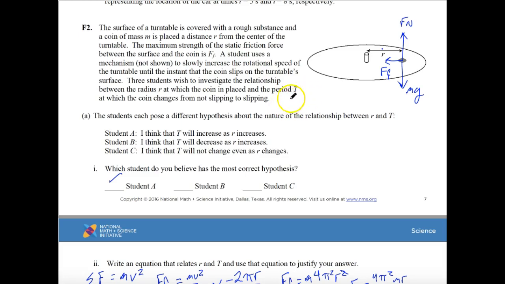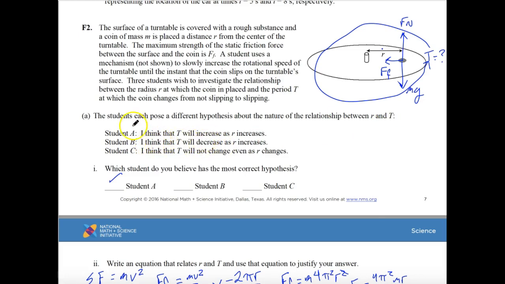Three students really want to know what the relationship is between the radius, so that's this right here, at which the coin is placed, and the period for which it spins. So remember, the period is the amount of time it takes for it to go around once, in seconds. So we're not really sure about that period.